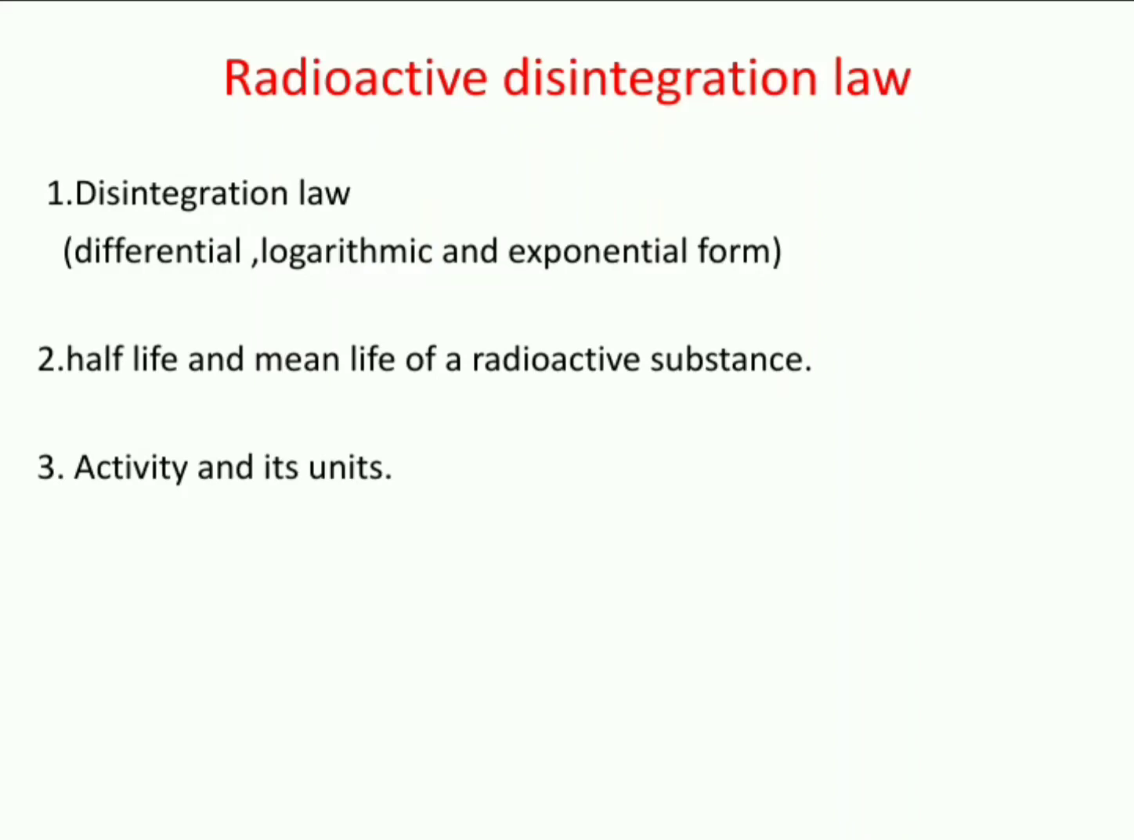Welcome back, children. So in today's class we'll study about radioactive disintegration law. Hope you remember in the last class I told you about radioactivity and the different types of decay, that is alpha, beta and gamma decay. So I told you that a radioactive substance spontaneously disintegrates to other elements by emitting alpha, beta and gamma rays.